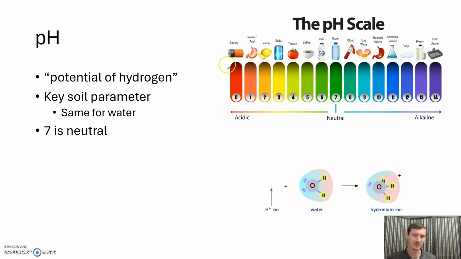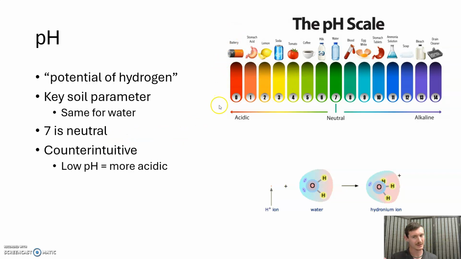Okay, 7 is neutral. 0 on the scale, kind of counterintuitive, so low pH is more acidic. So 0 is like battery. 1 is like your stomach acid, which thankfully you cannot feel or else that would hurt. Ouch, right? Bleach and cleaning chemicals up here are going to be like 13, 14. As basic as it gets.